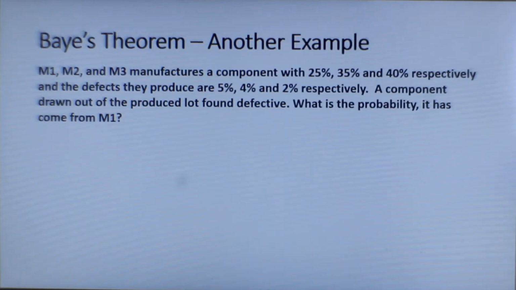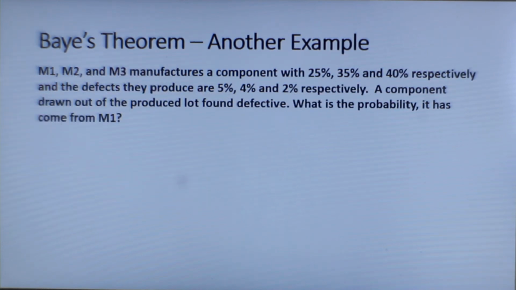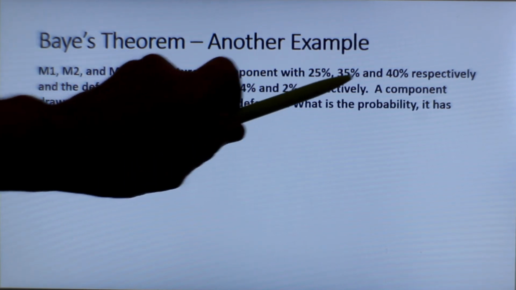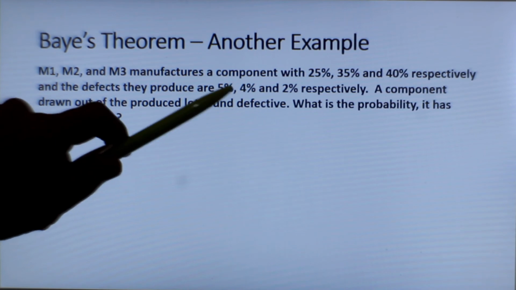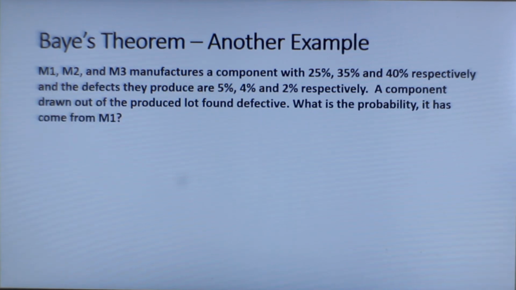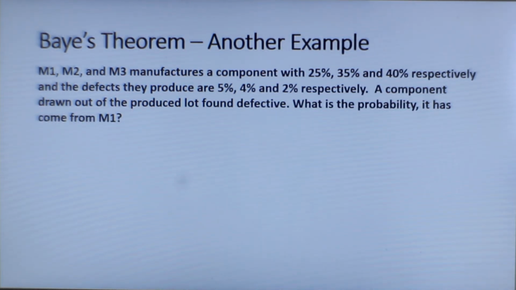Let us understand by way of another example. There are 3 machines, M1, M2 and M3, which manufacture a component with a share of 25%, 35% and 40% of the total quantity. And the respective defects are 5%, 4% and 2%. A component that is drawn out of the produced lot is found to be defective. What is the probability that it has come from machine 1?